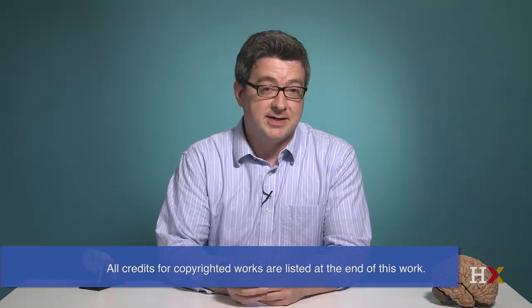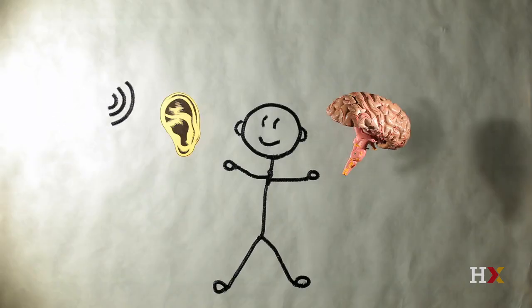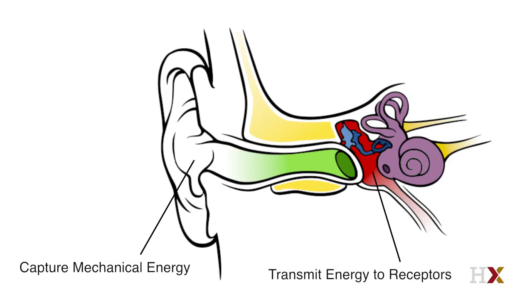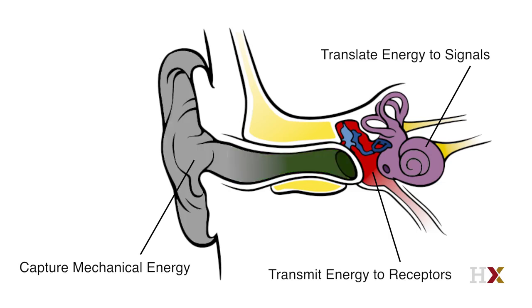Before we jump into detail about the mechanisms of how sound is translated into neuronal activity, let's first get a sense of the overall structure of our auditory system. In order to hear, our ears must capture the mechanical energy of sound waves, efficiently transmit that energy to receptors, and those receptors must translate that energy into a code that's useful for neurons, namely into electrical signals.